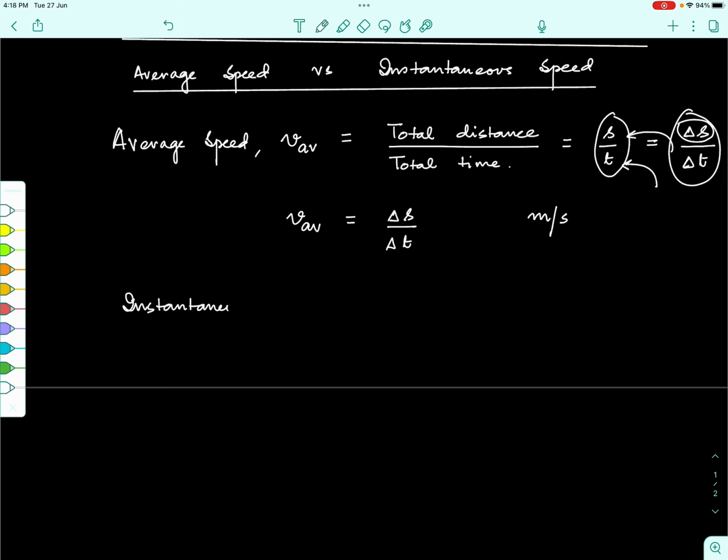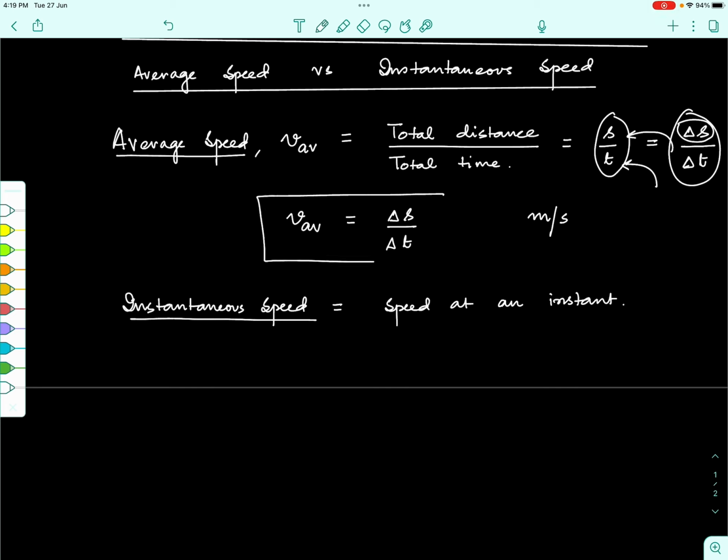Instantaneous speed, as the name suggests, is the speed of a body at a given instant of time, at a particular time. So, this is the speed at an instant. Now, how do we find out the speed of a body at an instant? In order to find the instantaneous speed, we take the definition of average speed itself, and we create a condition on this definition.